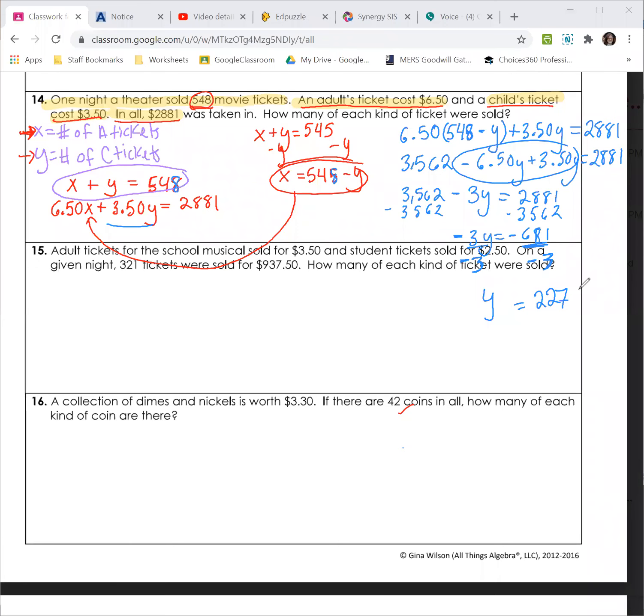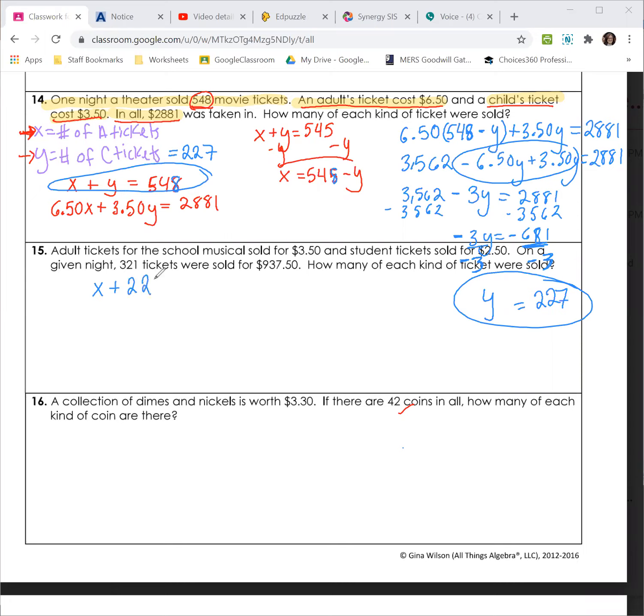Okay, so now I know how many children tickets were sold. 227 children tickets. So what do we do to find out how many adult tickets? Well, you plug it back into one of your original equations. So I'm going to take this one right here. That's the easiest one. I'm going to say X plus 227 equals 548. Subtract 227 from both sides.